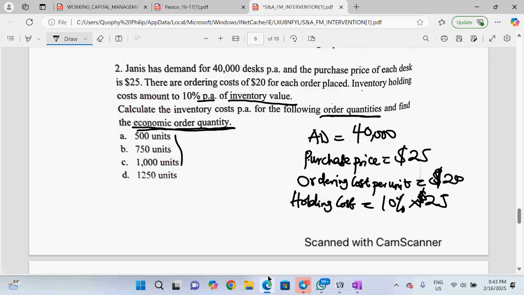Also, we want to know whether we should order 750 units in the first batch, 750 units in the second batch, which will sum up to 40,000 for the annual. 1,000 units every time, which will sum up to the annual 40,000. 1,250 units, which will sum up to 40,000.